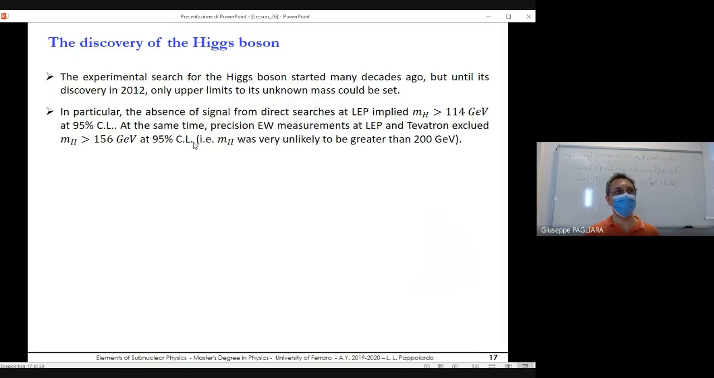So let's say after the era of LEP and of the Tevatron, and before the starting of the Large Hadron Collider, there was essentially a tight window of possibilities for the mass of the Higgs, between 114 and 156 GeV, with a 95% confidence level. So when the Large Hadron Collider started, people were already somehow aware where to search. It was actually a narrow mass window.